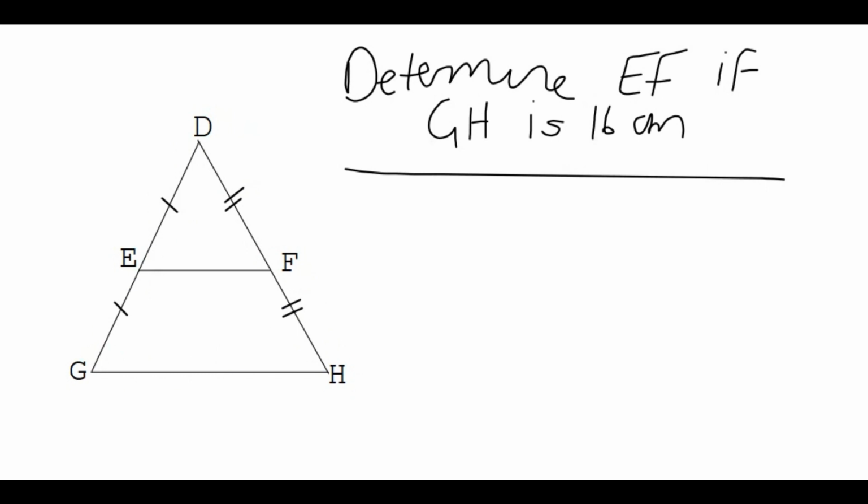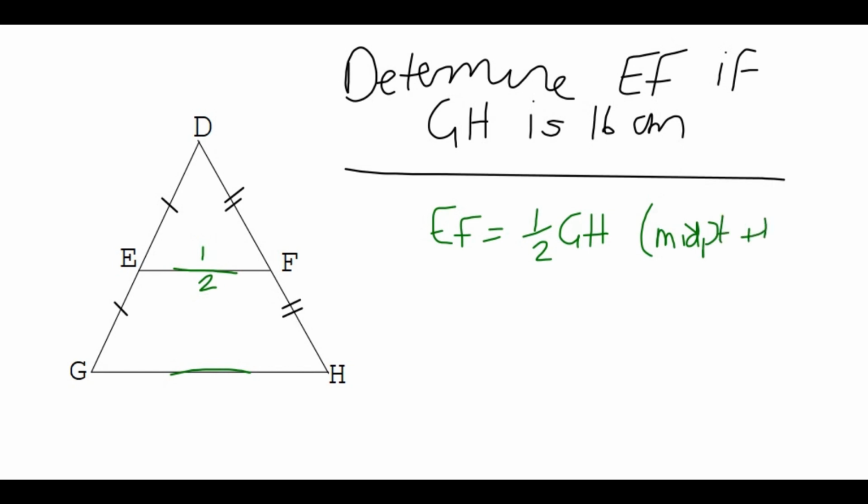Now, if the requirements are met, it means that EF is half the length of GH, right? So I'm going to write that down and say EF is half the length of GH, and the reason is just the midpoint theorem. And then GH is 16 centimeters. So I'm going to put in here 16. Remember, that's actually a multiplication sign there. Half of 16 is 8. So EF is 8 centimeters.